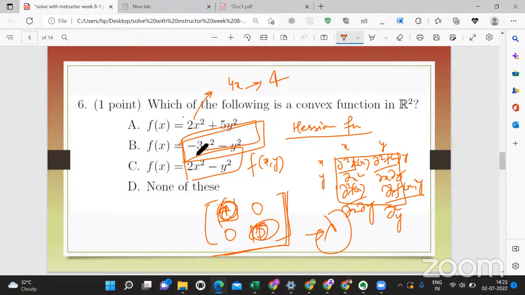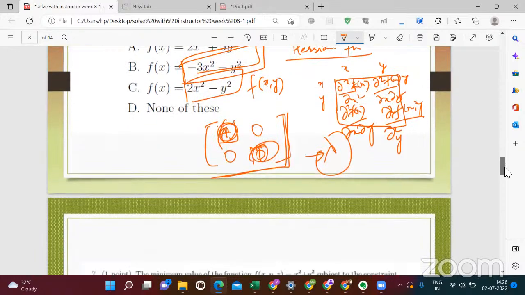Okay. So every time you get a convexity question, you can just calculate the Hessian matrix for that, and then you can directly say. The Hessian matrix will not replicate the exact matrix, but it will be in some multiple form. Whatever character the exact matrix has, the Hessian matrix will also follow the same character. Okay.